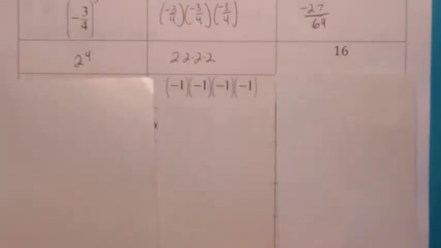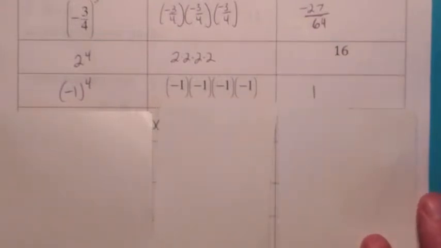What if you have negative 1 times negative 1 times negative 1 times negative 1? The base would be negative 1, the exponent's 4. What would the natural form be? It'd be 1.